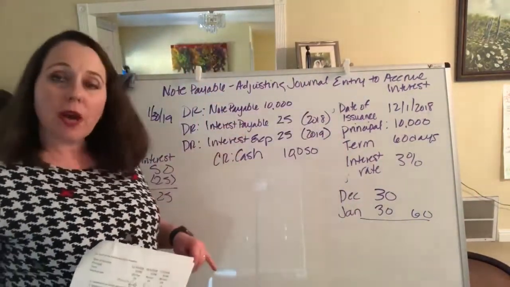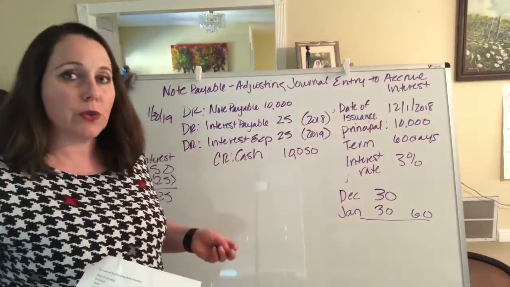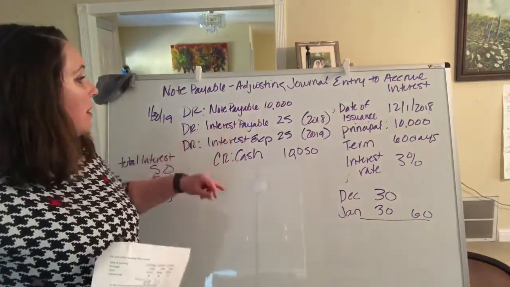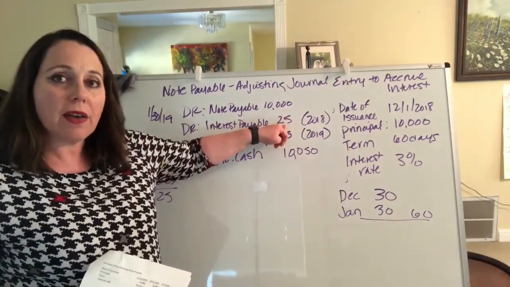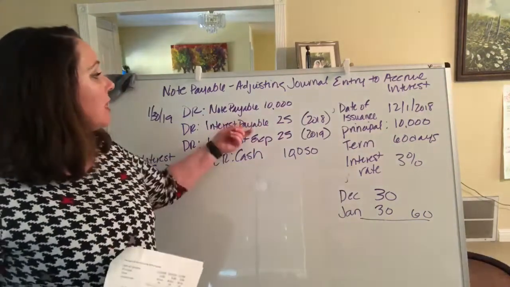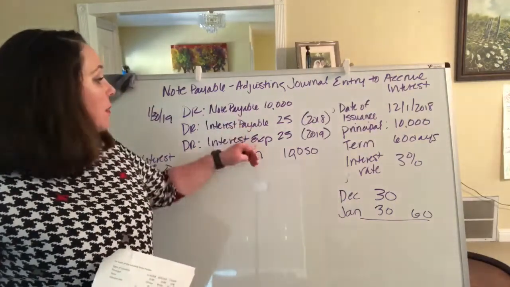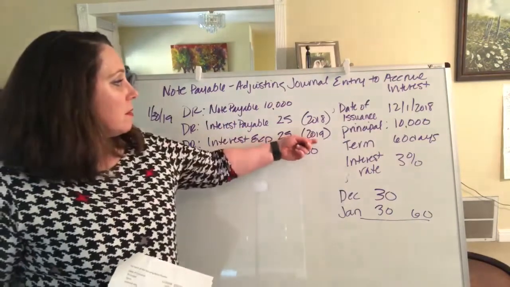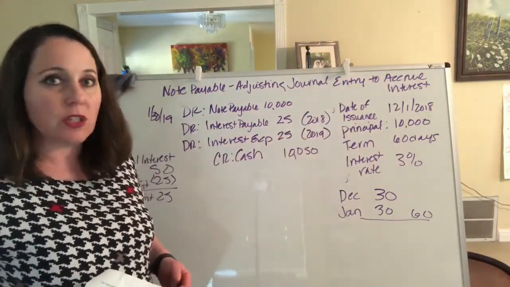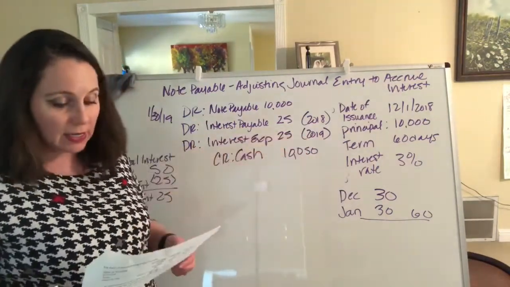So when we cross a year, we have to book a journal entry to accrue the interest, and that gave us a liability in interest payable of 25. When we actually pay it, we relieve the liability with a debit, and then we debit interest expense for the current year's, the year we're paying it off for the interest that's due in that year. In this case, it was 2019.